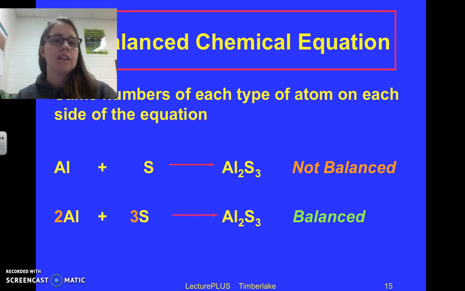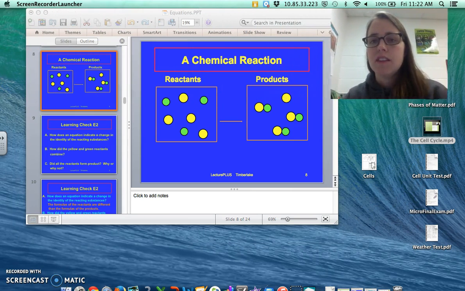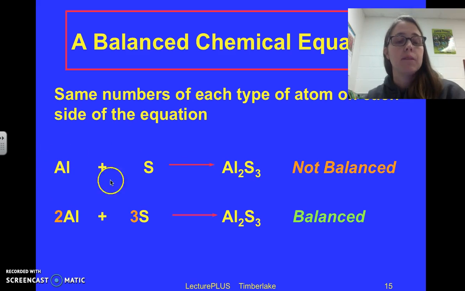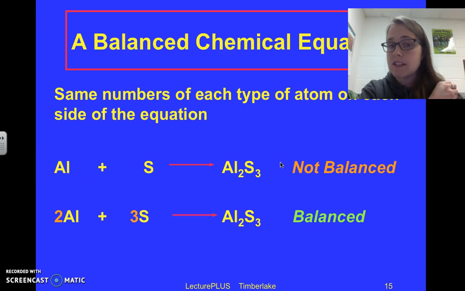Okay, so now we balance. So balanced chemical equations. This can be either really hard or really easy, depending on how you make it. So basically the goal is to get the same number of each type of atom on each side of the equation. So this is the left side of the equation, this is the right side of the equation. And the sides are dictated by where the arrow is. So this is the arrow, so everything to the left of the arrow is the left side of the equation, everything to the right of the arrow is the right side.